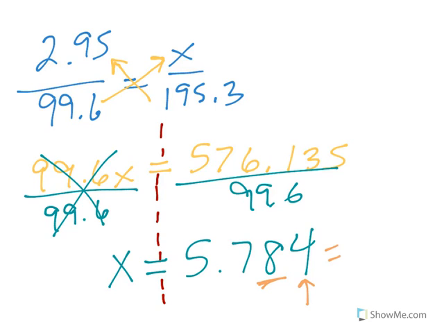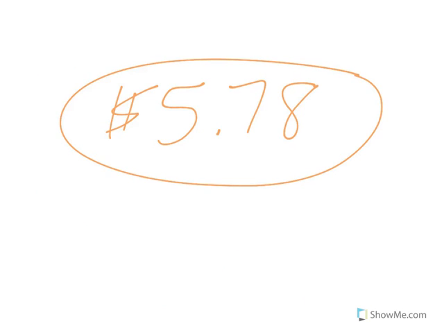So my final answer is $5.78. So in 2005, that same Chinese takeout would cost $5.78.